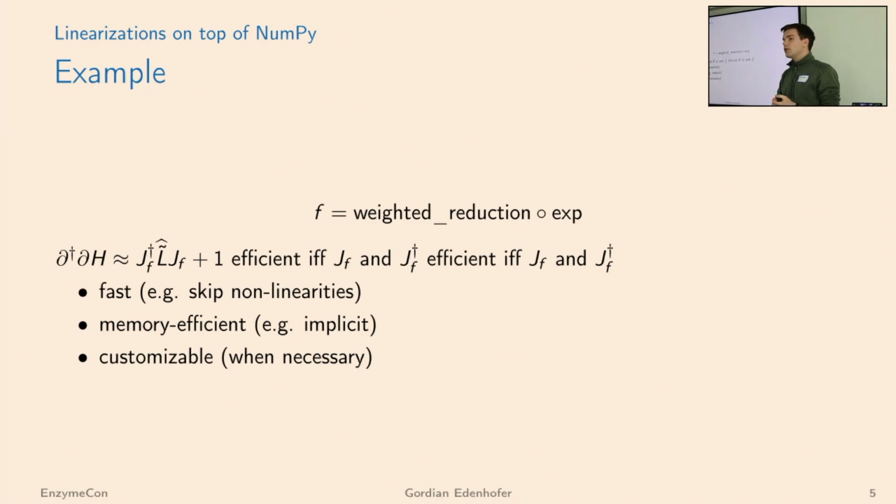Furthermore, we also want the user to be able to easily configure the gradients or the Jacobian calls if the user thinks he has a better idea of how to solve it. So those are our three main objectives that we want to solve. And our approach to do so is a concept called linearization.